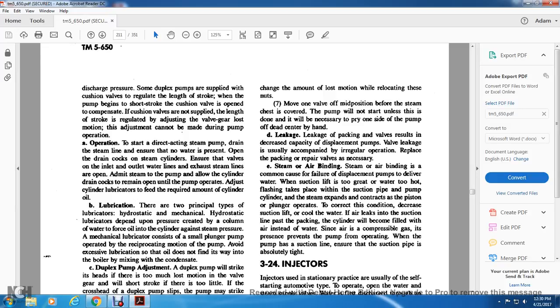Leakage. Leakage of the packing of the valves results in decreased capacity displacement of the pump. The valve leakage is usually accompanied by irregular operation. Replace the packing. Repair of the valve is necessary.